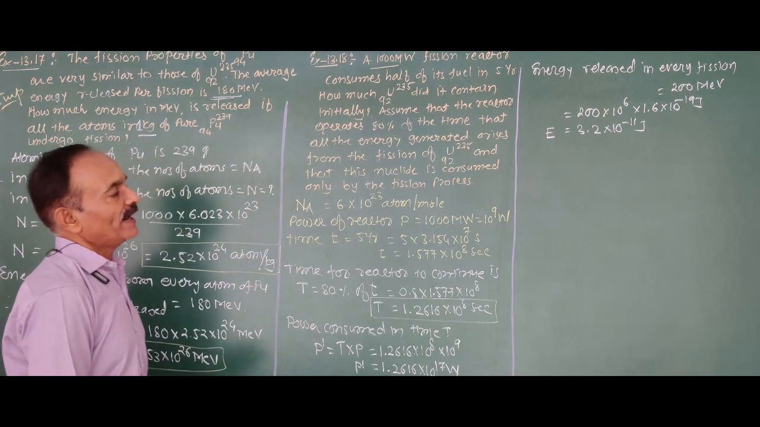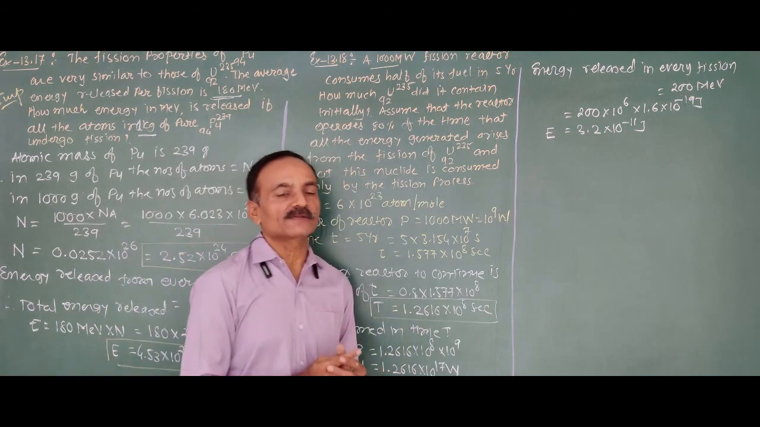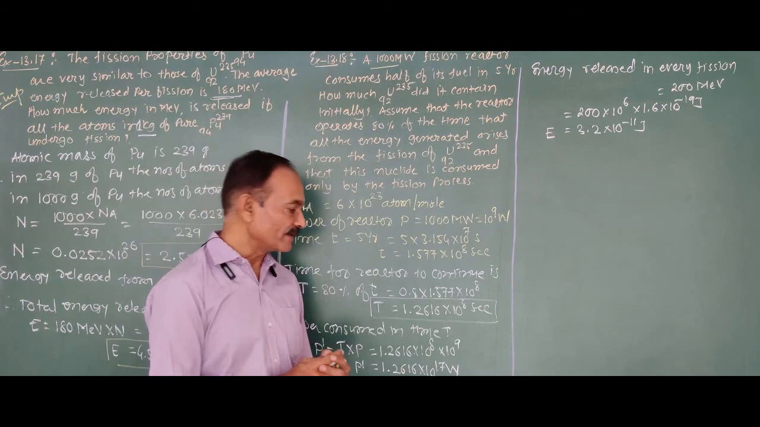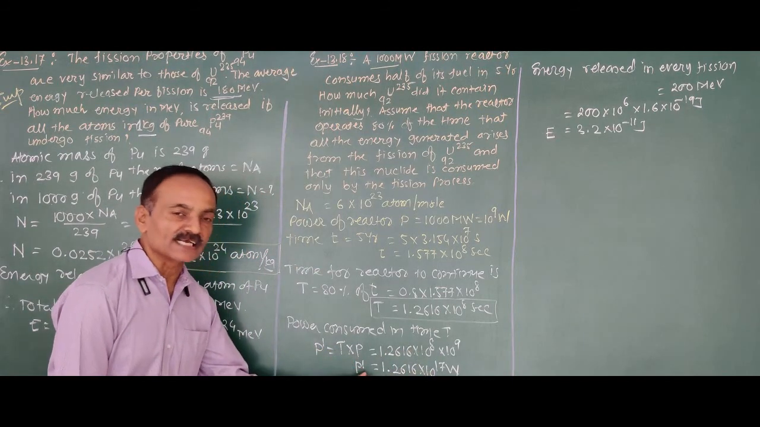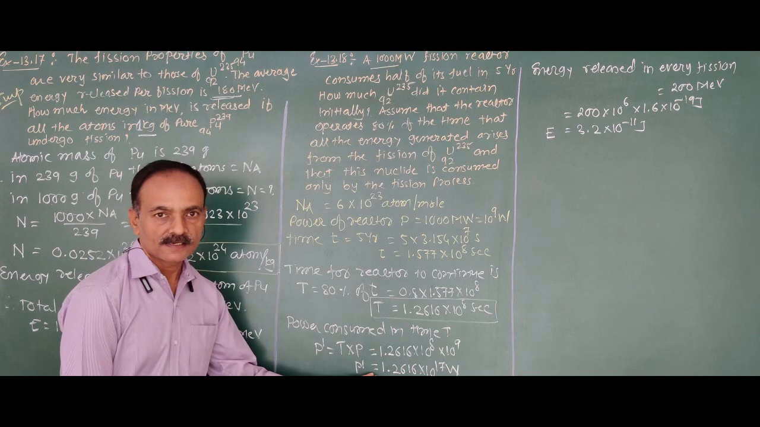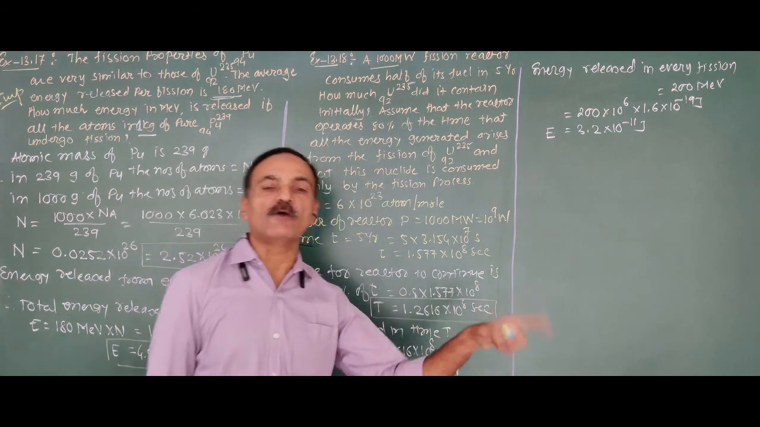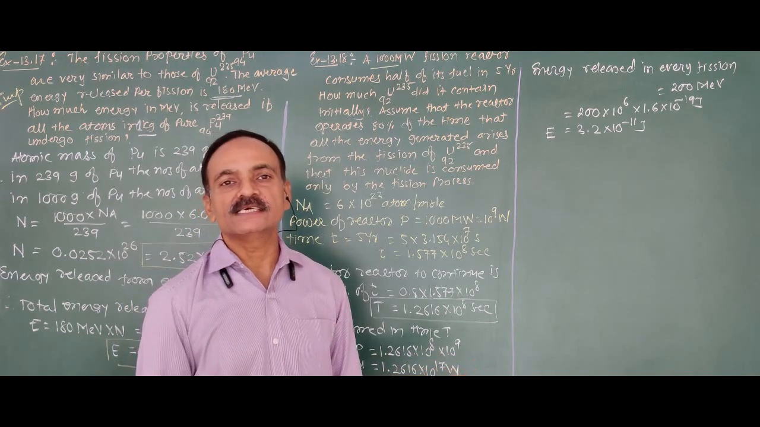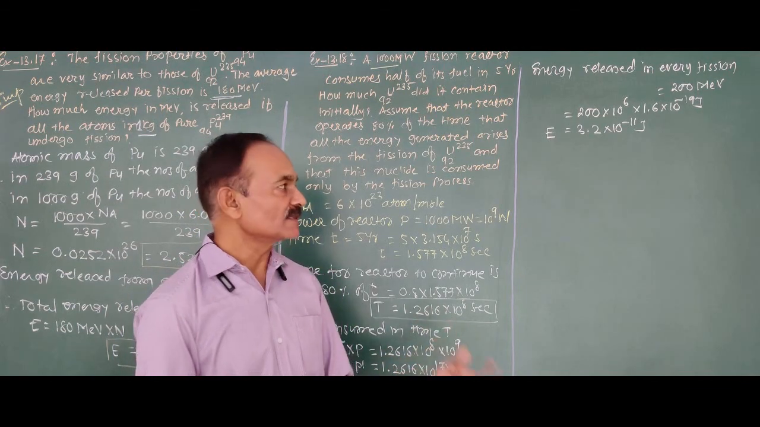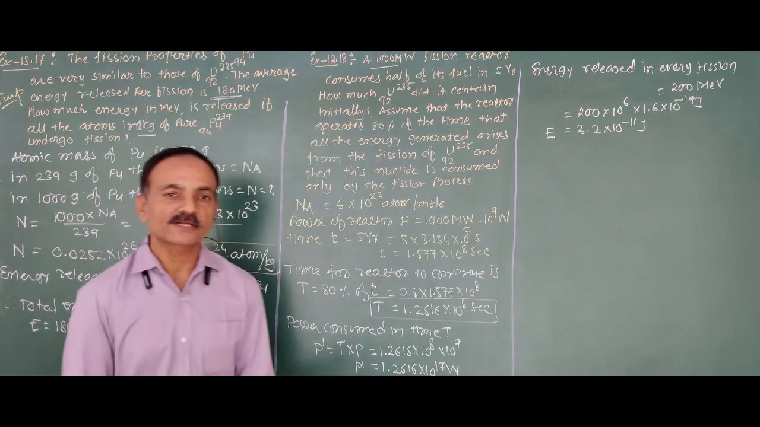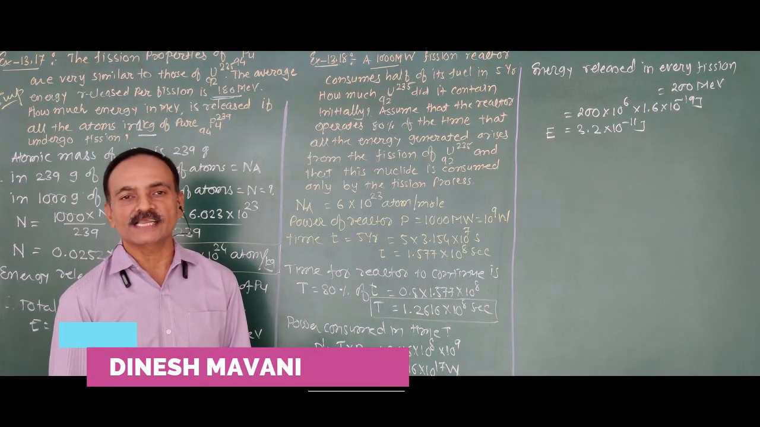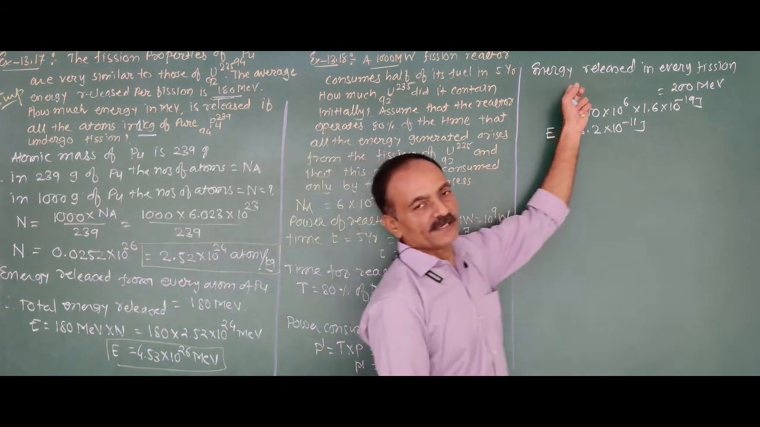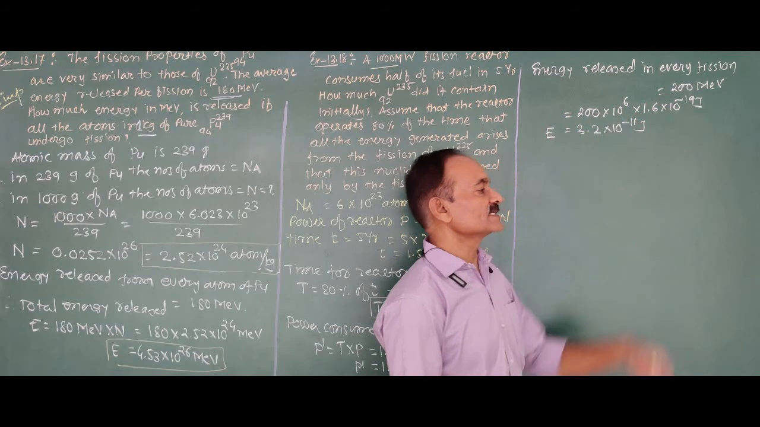Now our aim is to find out the initial quantity of uranium. Here that much energy is consumed per second. To produce that much energy, how many atoms of uranium are required, and from this number of atoms we can find out the total, or the initial, amount of uranium. Due to one fission of uranium, that much energy is released.